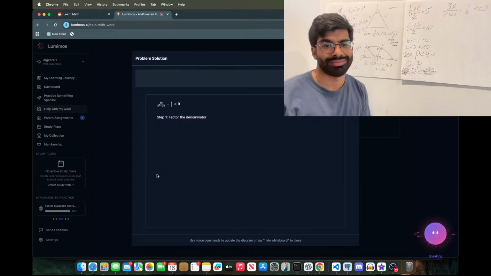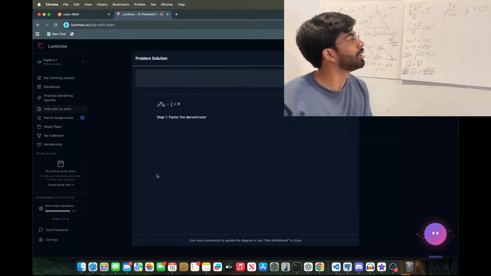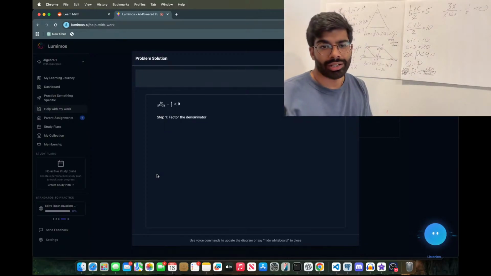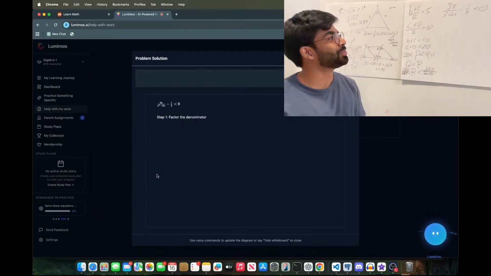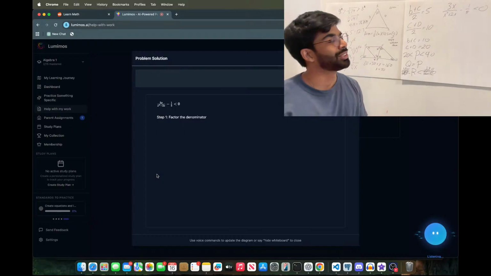First key step is to factor that denominator. What can we pull out of x squared plus 2x? Well, we can pull out an x, and it would become x times (x plus 2).